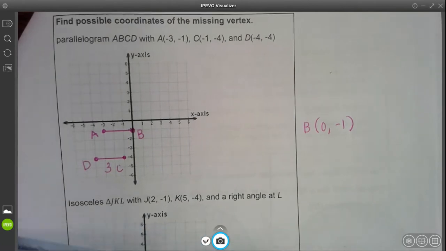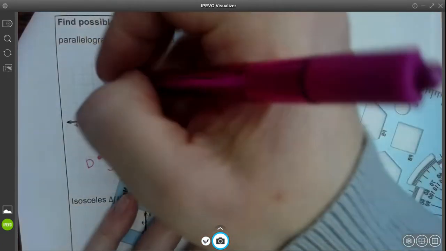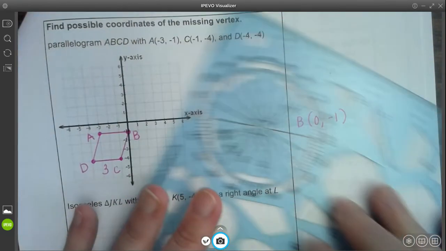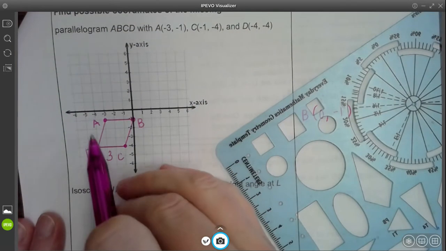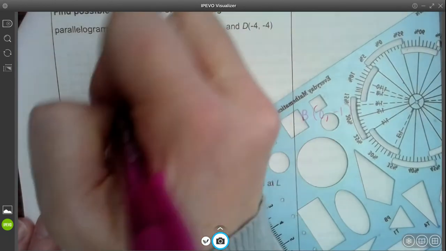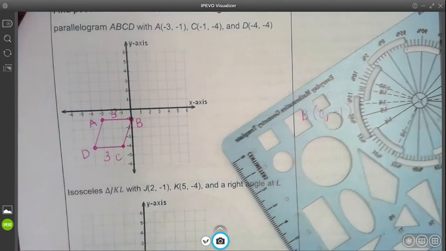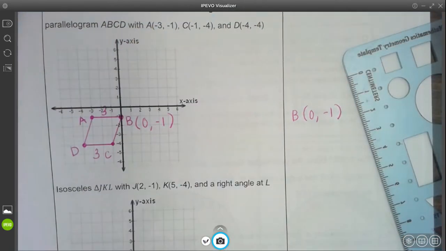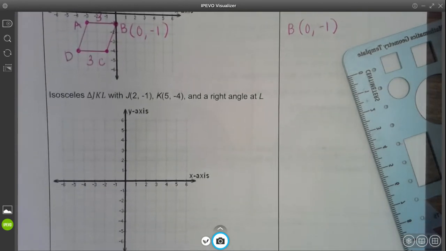Okay? Now you're going to notice here that since it's a parallelogram, the opposite sides are also going to have the same slope. So here from D to A, we're going up 3 and over 1, and here from C to B, we're going up 3 and over 1. Okay. So again, B is at 0, -1 is the only possible solution for this parallelogram.